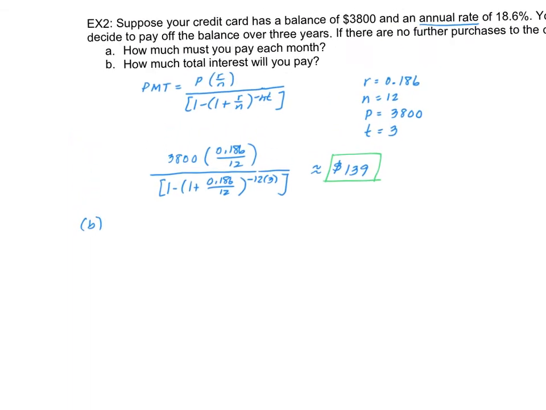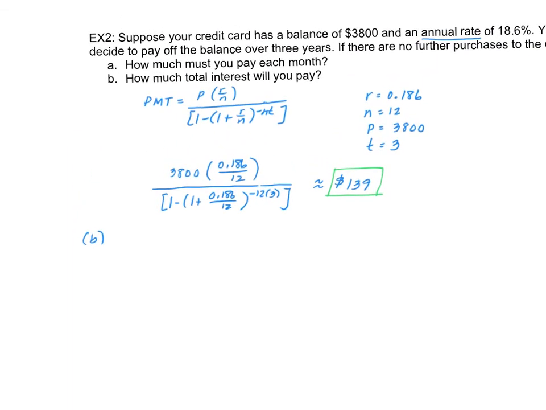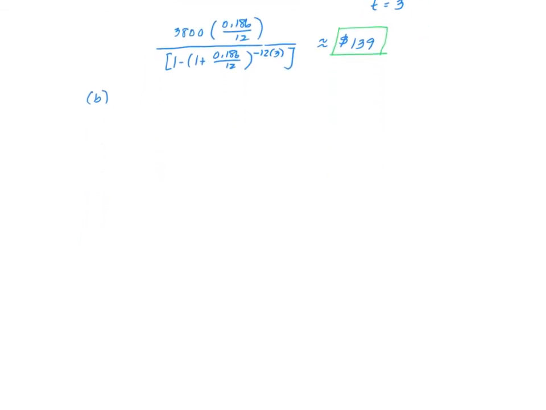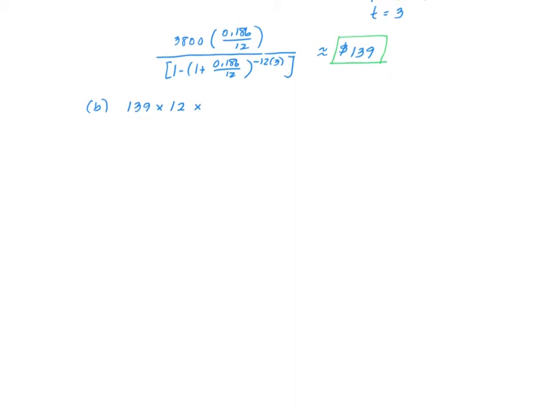Let's look at part B. So B, how much total interest will you pay? Again, exactly the same thing we did previously. We take our monthly payments of $139 times 12, because we make 12 payments per year. We're paying for 3 years. So the total amount that we've paid is going to be $5,004.